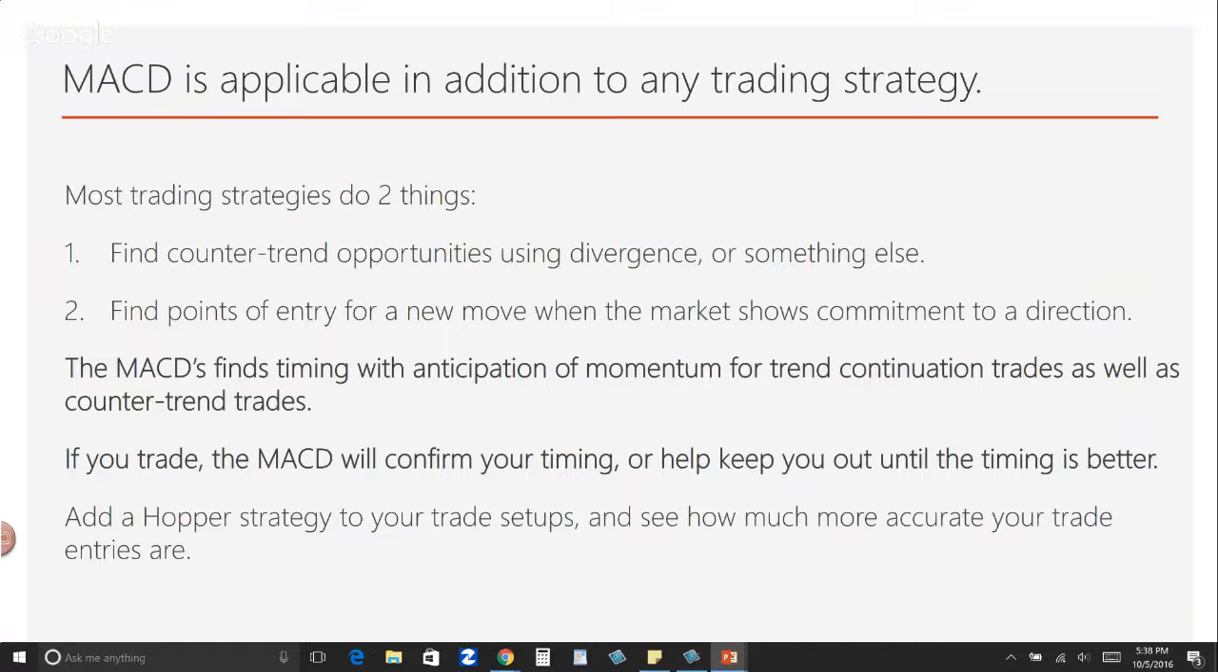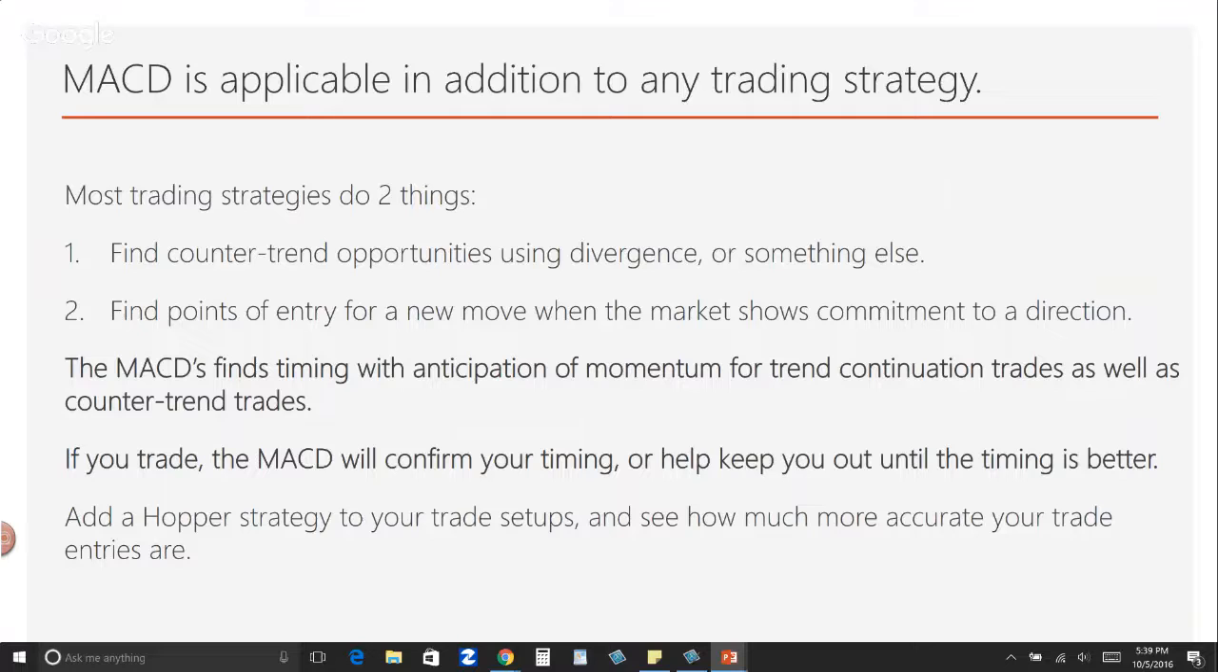All right, so the MACD is applicable in addition to any trading strategies. Most trading strategies do two things for us. They help us find a counter trend opportunity, maybe using divergence or something else. And number two, they find points of entry, you know, for a new move in the market that shows commitment to a direction.